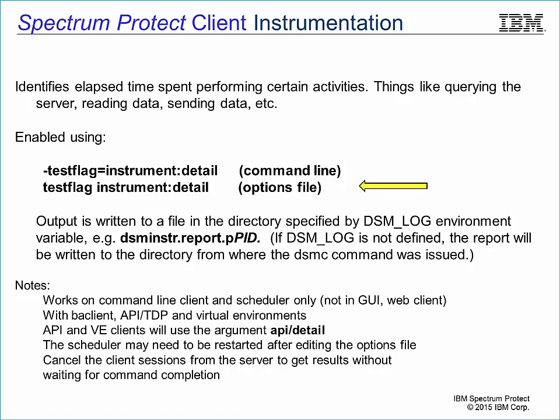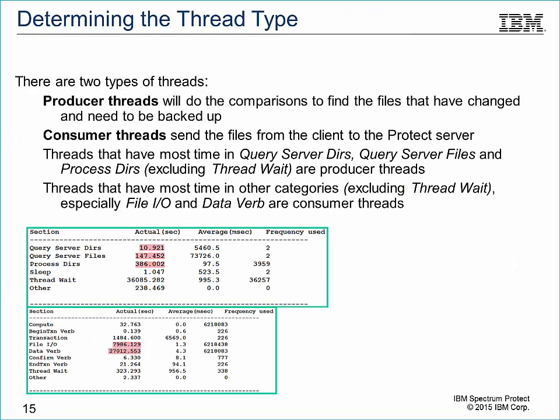API and VE clients can also be instrumented, but you would use the argument API/detail instead of instrument:detail. If you choose to add this option to the option file, and you're using the schedule mode of client polling, the scheduler will need to be restarted after saving the option file. Once enabled, a report will be written when the backup or restore completes. This report contains three major sections: threads, options, and summary.